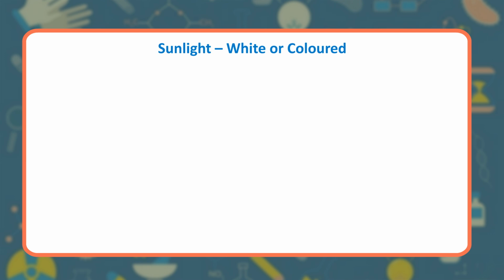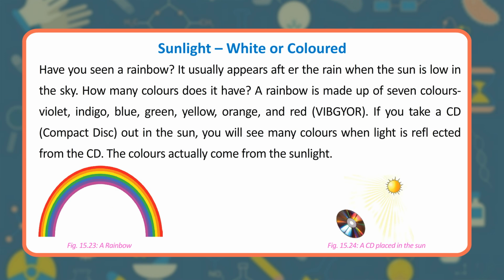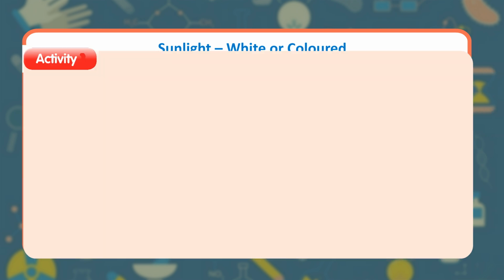Sunlight, white or colored. Have you seen a rainbow? It usually appears after the rain when the sun is low in the sky. How many colors does it have? A rainbow is made up of 7 colors: violet, indigo, blue, green, yellow, orange, and red, VIBGYOR. If you take a CD, compact disc, out in the sun, you will see many colors when light is reflected from the CD. The colors actually come from the sunlight. Rainbow. A CD placed in the sun.